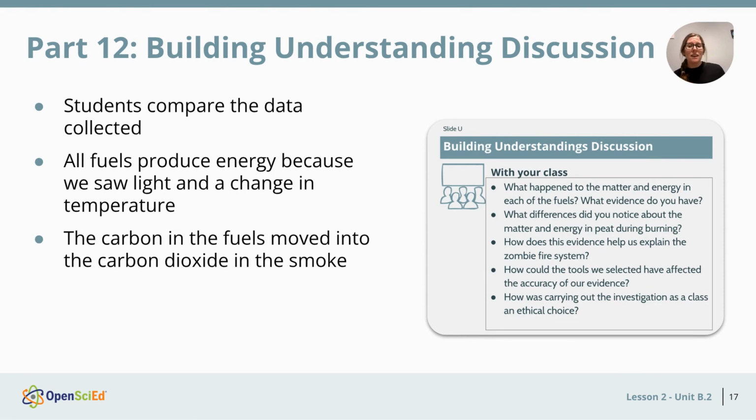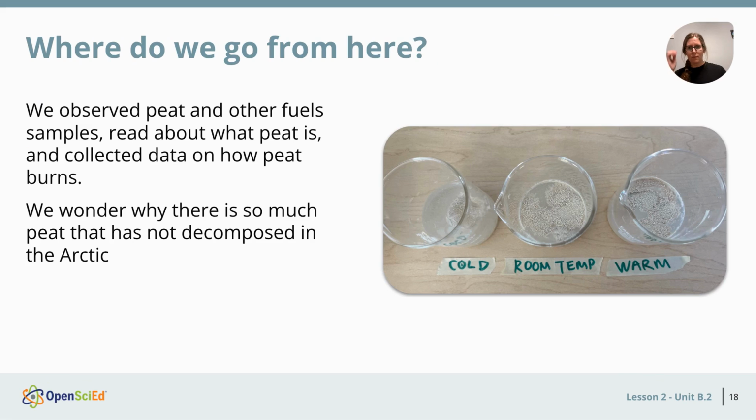And then we are going to figure out that the carbon in the fuels moved into the carbon dioxide in the smoke. And that when we saw that change in mass of the peat and the branches, it's not that it just disappeared, it's that it changed forms and it moved into CO2 in the smoke.